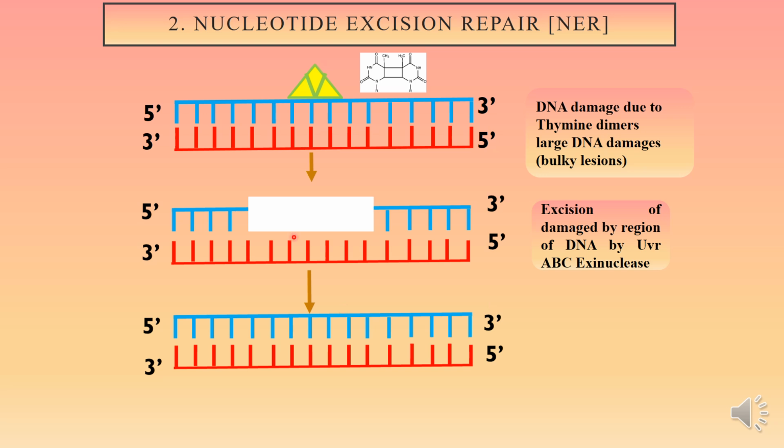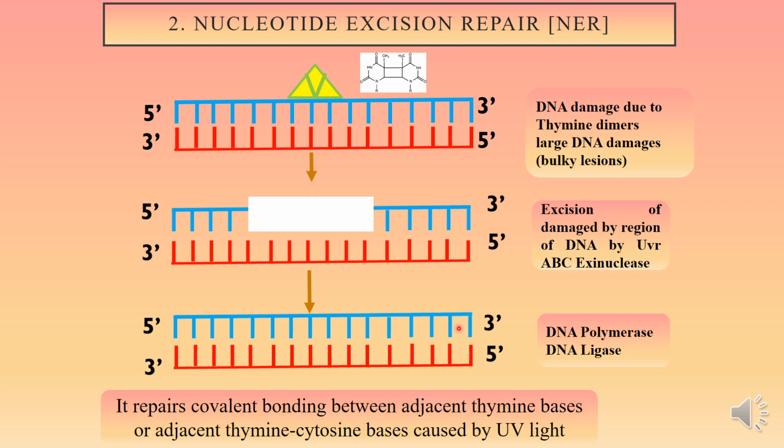Once the defective part is removed, DNA polymerase comes and synthesizes, and the DNA ligase ligates the strand. So, the NER mechanism repairs covalent bonding between adjacent thymine bases or adjacent thymine-cytosine bases, which are caused by UV light.